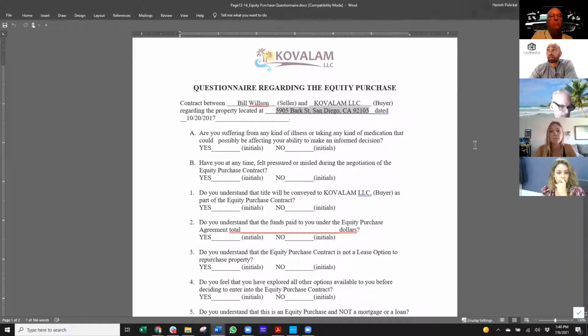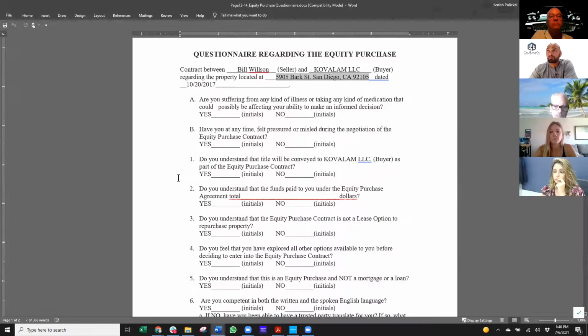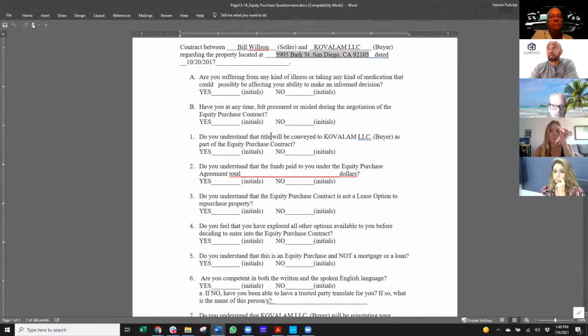Are you suffering from any kind of illness or taking any medication that could be possibly affecting your ability to make an informed decision? Yes or no? And they're initialing it. Have you at any time felt pressured or misled during the negotiation of the equity purchase agreement, purchase contract? Do you understand that title will be conveyed to Covalum LLC, the buyer, as part of the equity purchase contract, right? You are selling this house to me. You understand that the funds paid to you under the equity purchase agreement total, in this case, in our example, $400,000.